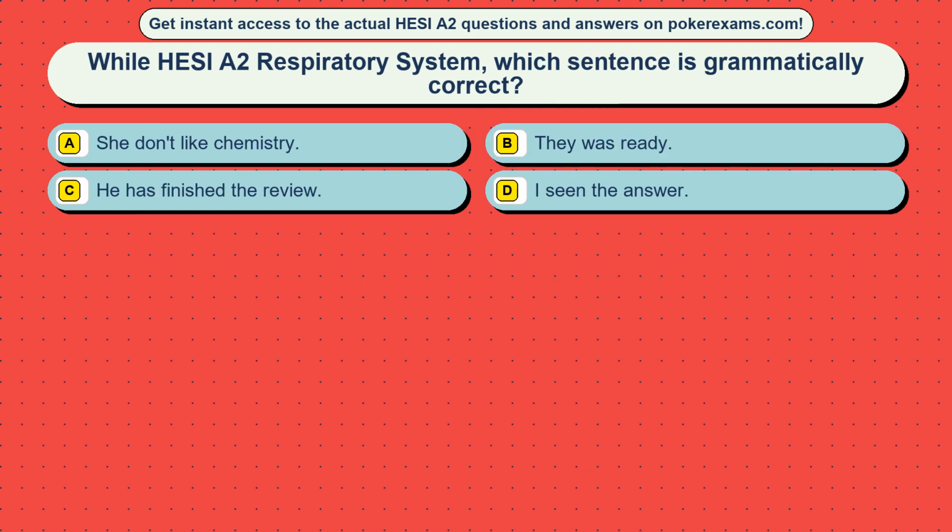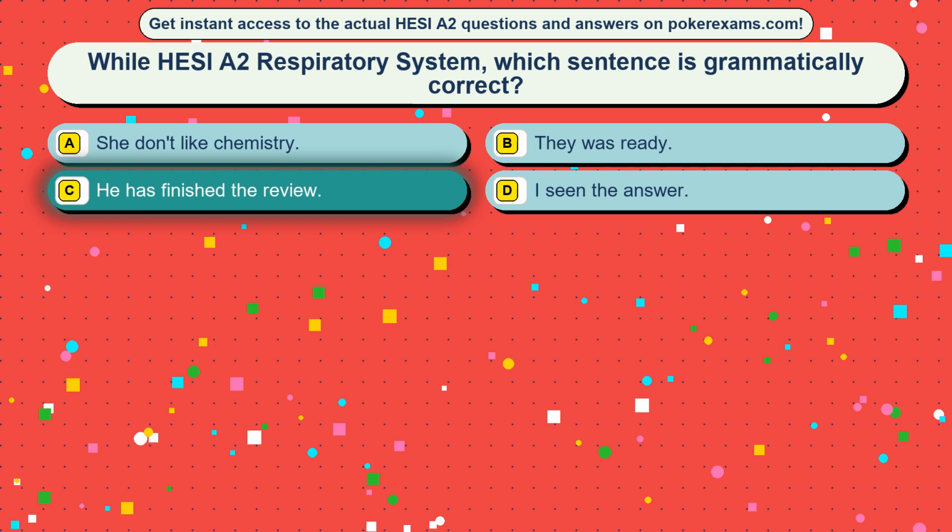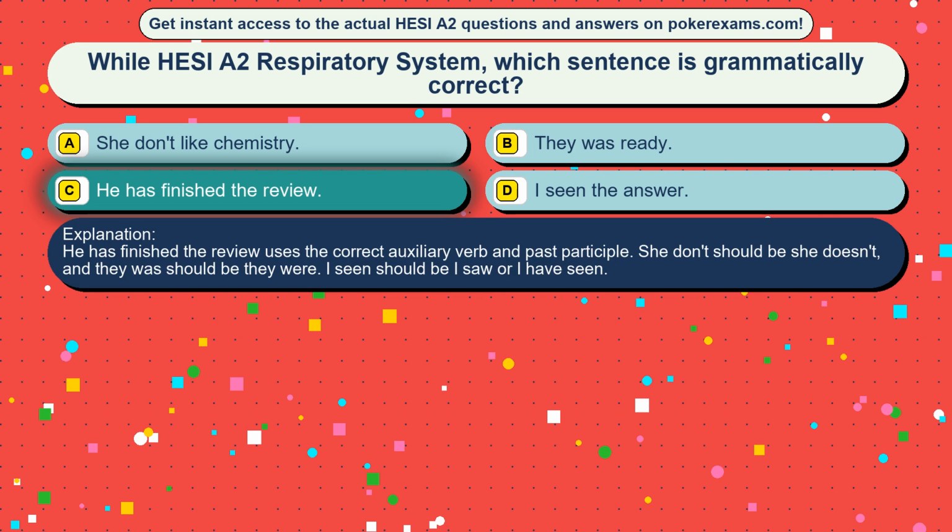Question 17. While HESI A2 Respiratory System, which sentence is grammatically correct? Option A, she don't like chemistry. Option B, they was ready. Option C, he has finished the review. Option D, I seen the answer. The correct answer is option C, he has finished the review. He has finished the review uses the correct auxiliary verb and past participle. She don't should be she doesn't, and they was should be they were. I seen should be I saw or I have seen.